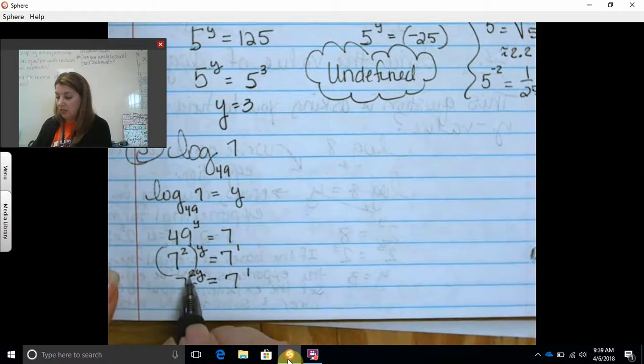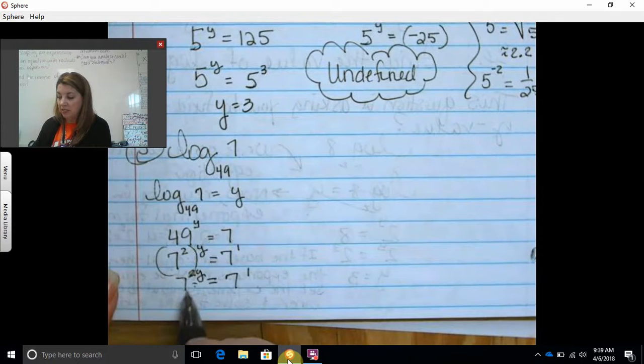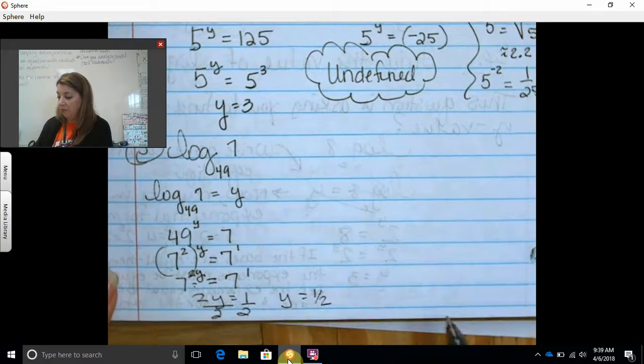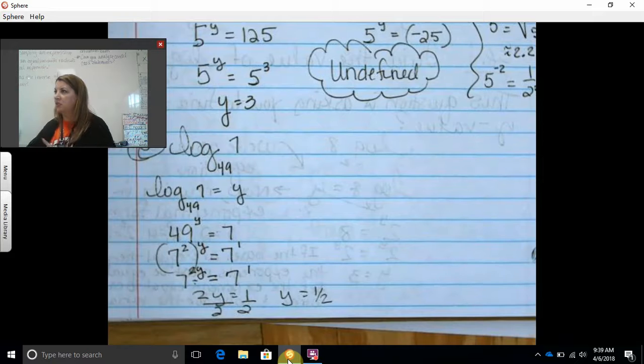So 7 raised to the second power is 49. But you had the y up there, so 7 raised to the 2y equals 7 to the first. So if our bases are equal, then our exponents must be equal. So we'll set them equal to each other, solve for y equals 1/2. Which we know that's true. 49 raised to the 1/2. Doesn't that mean the same thing as the square root of 49? Which we learned back when we learned how to do radical equations, right? Is everybody cool with that?